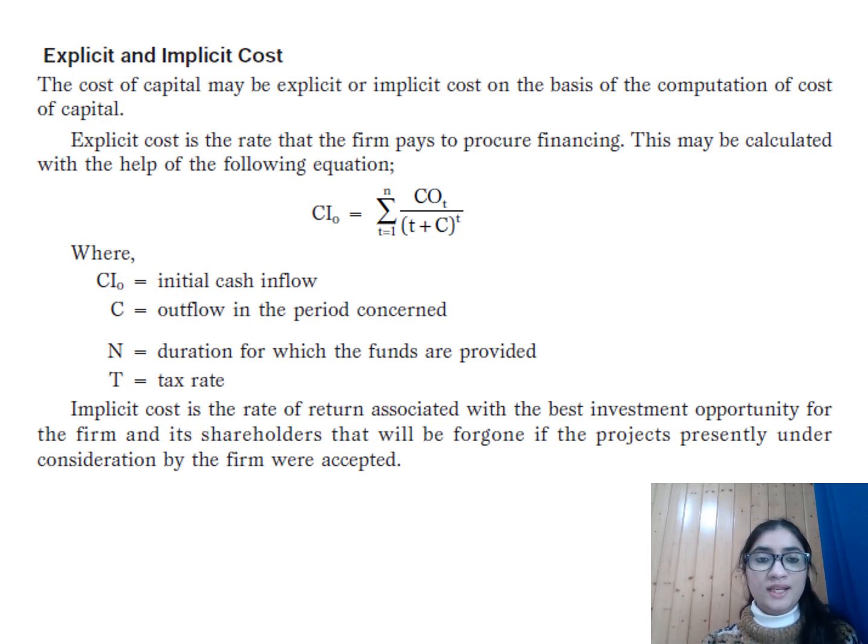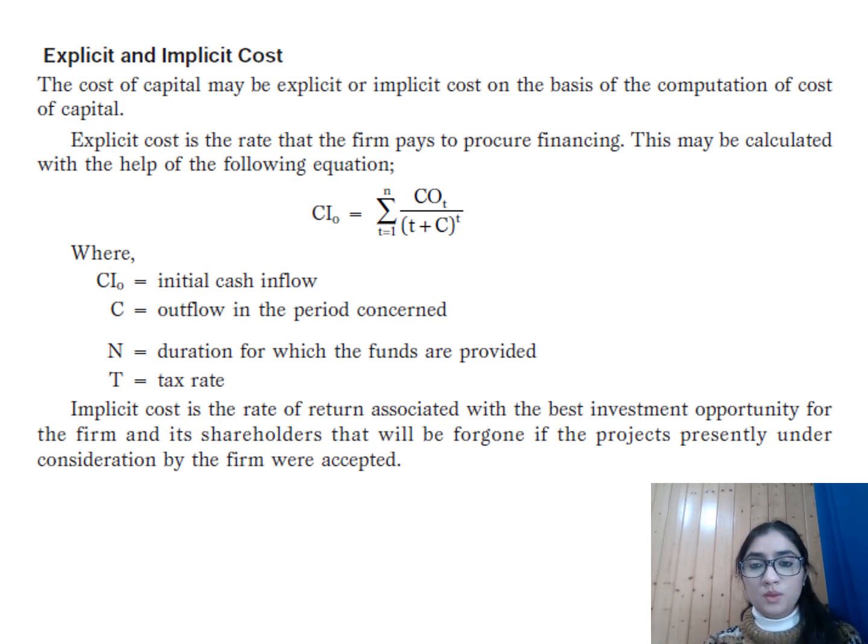So let's talk about explicit and implicit cost. What is explicit cost of capital? Explicit cost of capital is also called the internal rate of return of the financial opportunity. As we know, different firms raise funds through equity and debt. The funds can be raised via equity, preference shares, debentures, or through different assets. All these activities comprise some cost associated with them.